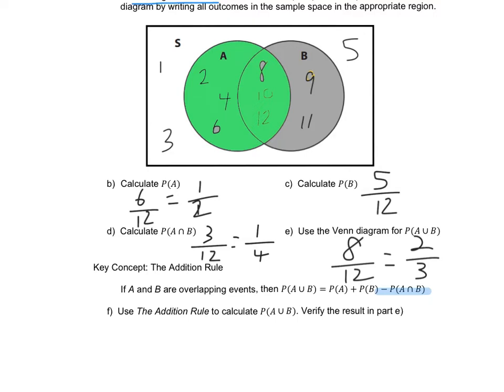Okay? Well, if we use the addition rule to verify this, it says use the addition rule to calculate the probability of A union B, verify the result in part E. Okay, well, let's take a look. Let's verify this. The probability of A union B, we already found that to be 8/12. I'm going to leave everything in terms of 12ths here.